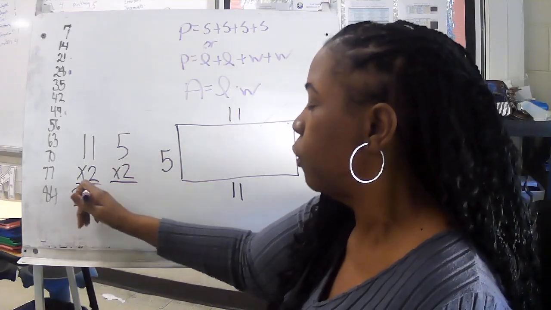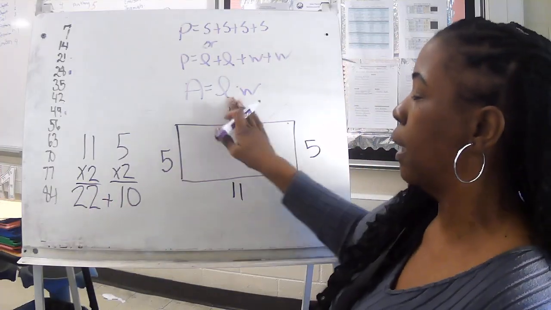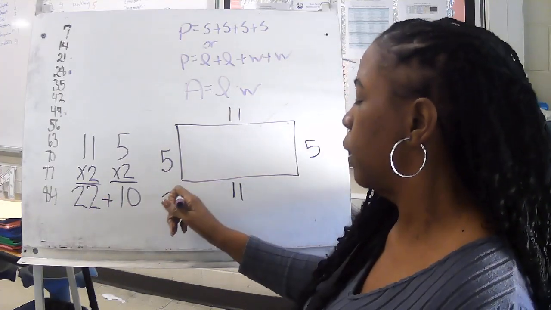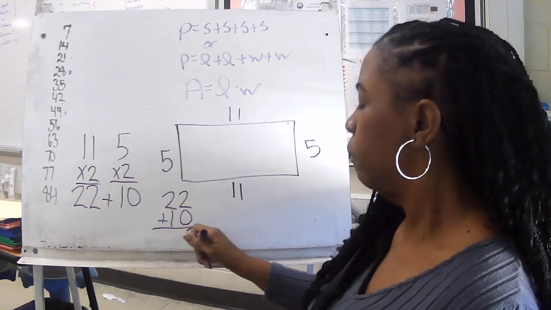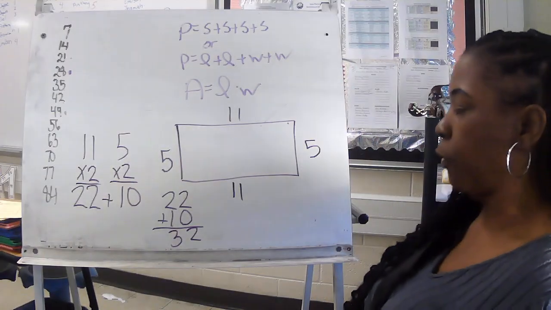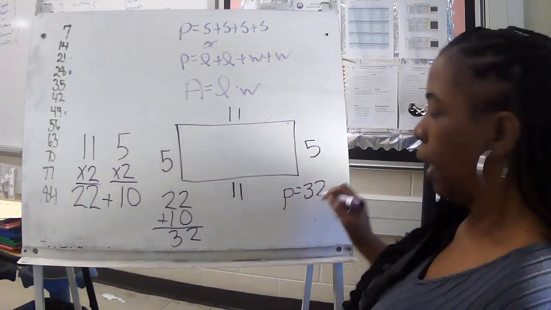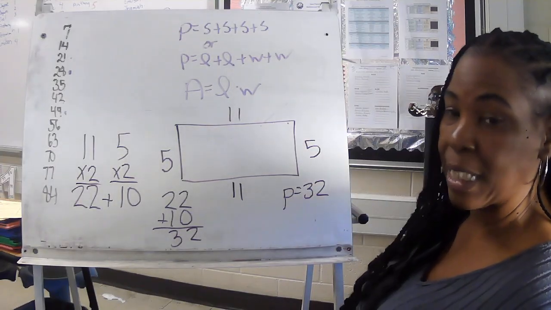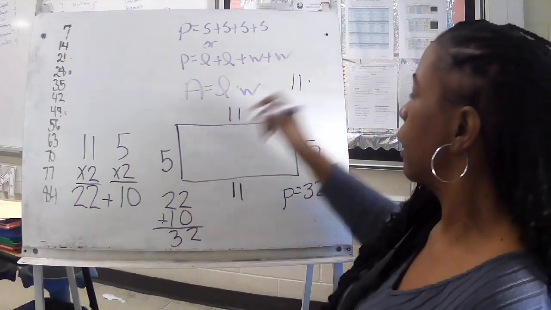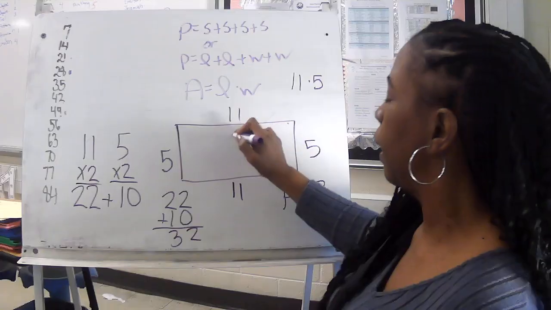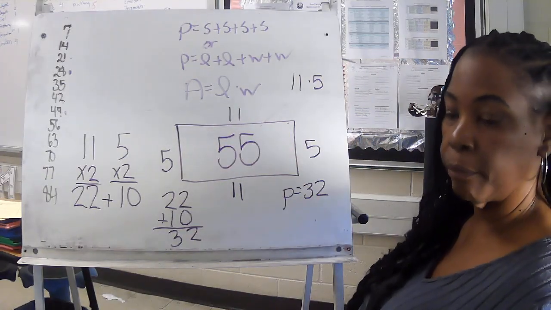And this will give me 22, and this will give me 10. And now I'm going to add those two together to see what it is all the way around. So I have 22 and 10, and that gives me 32. Okay, so P equals 32. And for area is length times width, so it's the long side, which is 11, times the short side, 5. And we know 11 times 5 is 55, and we know area goes inside of a rectangle.